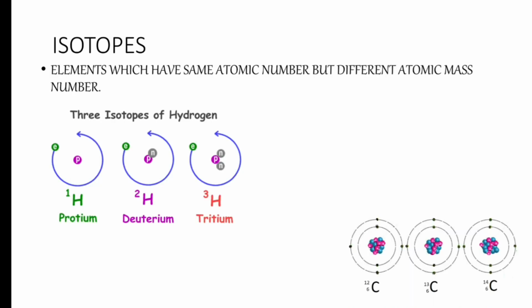Isotopes: elements which have the same atomic number but different atomic masses. So there are 3 types of isotopes of hydrogen and 3 isotopes of carbon. Like we can see here in the carbon, the atomic number is 6, 6 and 6, but the atomic masses are 12, 13 and 14. So this is how the atomic mass is different but the atomic number is same. Some applications of isotopes: an isotope of uranium is used as a fuel in nuclear reactors. An isotope of cobalt is used in the treatment of cancer. Also the isotope of iodine is used in the treatment of goiter.